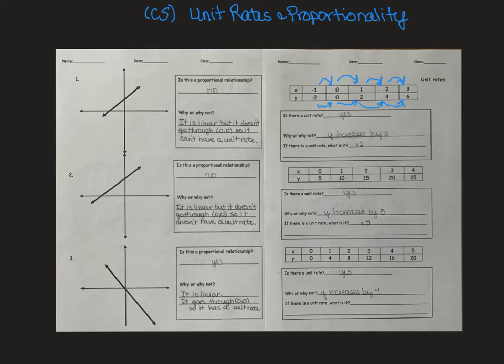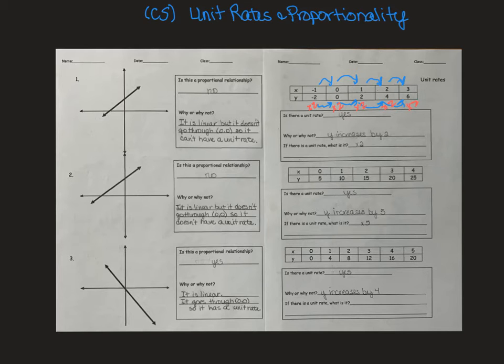Now I'm looking at whether there's a unit rate. Is there a unit rate? Well, this is times 2, this is times 2, this is times 2, and this is times 2. And 0 times 2 is 0. So there is a unit rate. So it is linear, and it has a unit rate. And you'll look at my answers.